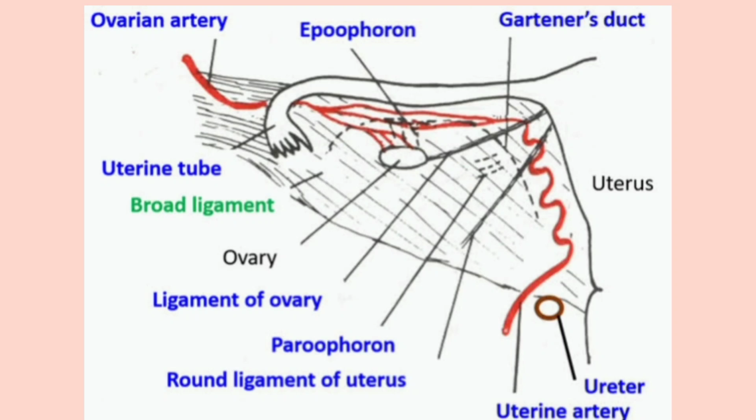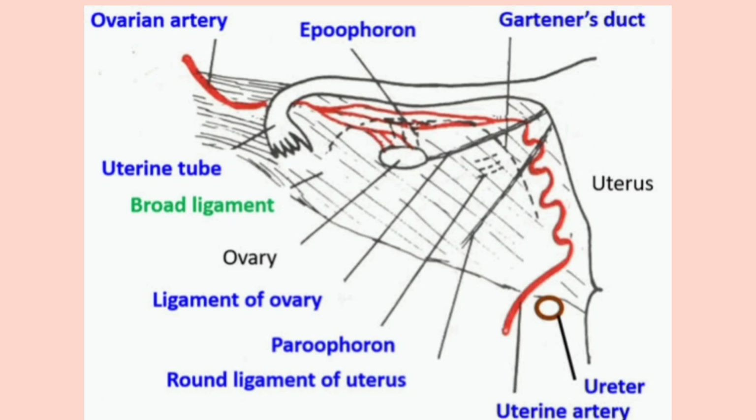Then two embryological remnants. One is the tubules and duct of epoophoron. The tubules of epoophoron at the cephalic end join together to form a horizontal duct called the duct of epoophoron, or Gardner's duct. Gardner's duct is the cephalic remnant of the mesonephric duct. And another embryological element is the tubules of paroophoron. So the tubules and duct of epoophoron and the tubules of paroophoron are the two embryological remnants which are contents of the broad ligament.